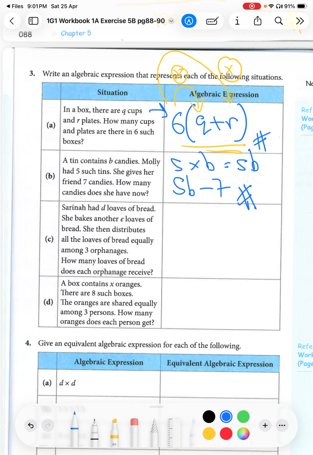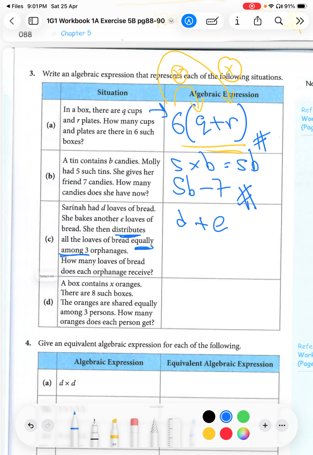The next one. Sarina has D loaves. She baked another E loaves. Then she distributes all the loaves equally among 3 alternates. How many loaves does each alternate receive? She baked D, she baked another E, then she distributes equally among all 3, which is divide.